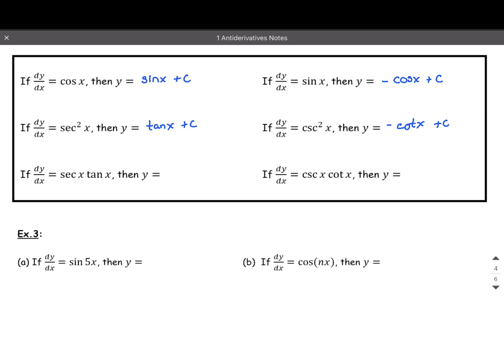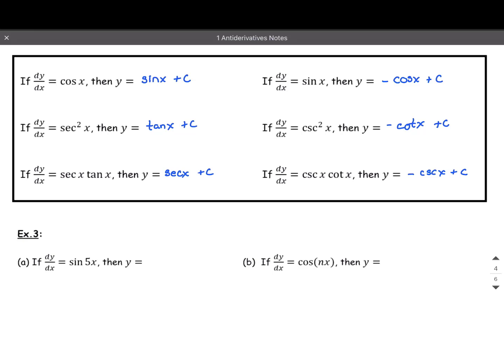If dy dx equals secant x tan x, then what's y? What has a derivative of secant x tan x? That's y equals secant x, and don't forget your plus c. And the last one in this box, if dy dx equals cosecant x cotan x, then y equals negative cosecant x plus c.